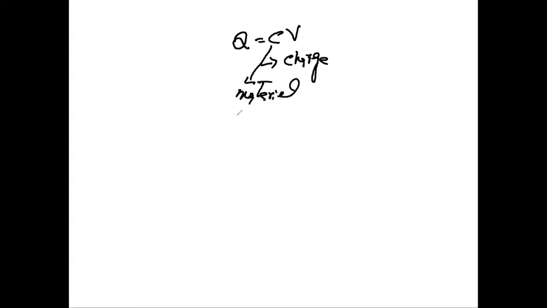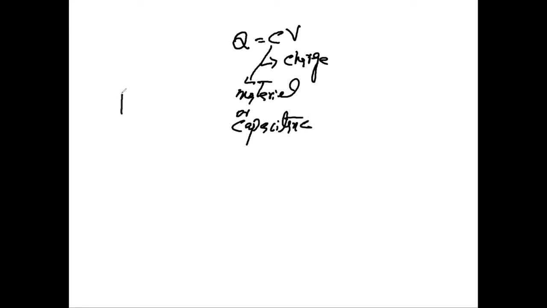Okay, so last time we studied the capacitor equation, which is Q equal to CV. C is the capacitance. Capacitance gives you the amount of charge present on the plates of the capacitor. Capacitance depends on the capacitor; different capacitors will have different capacitance values.